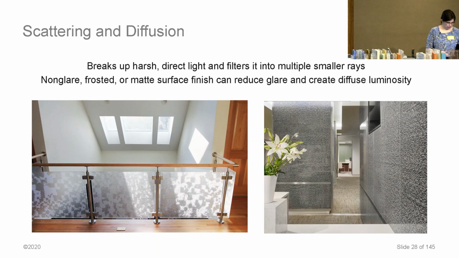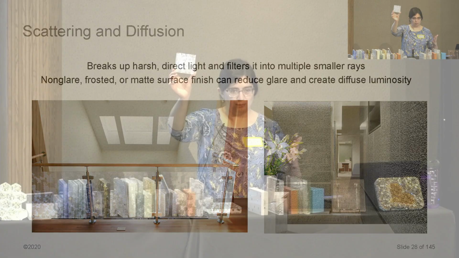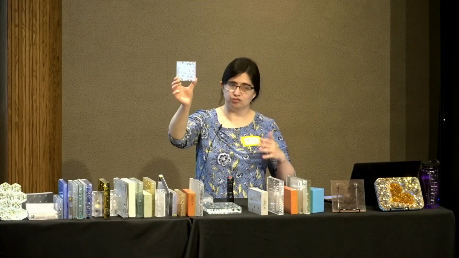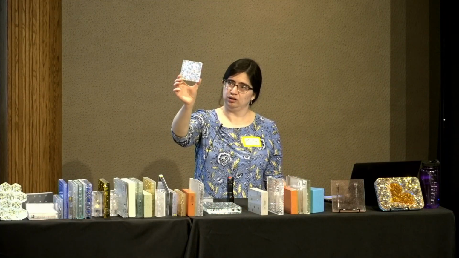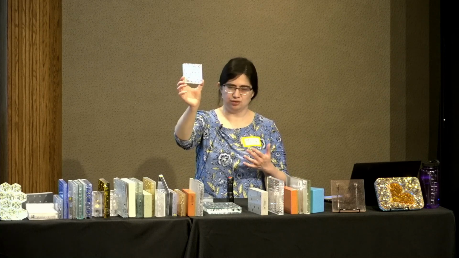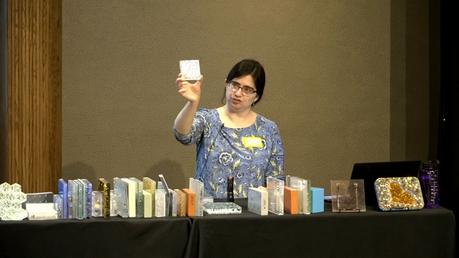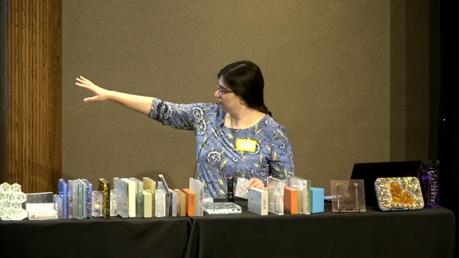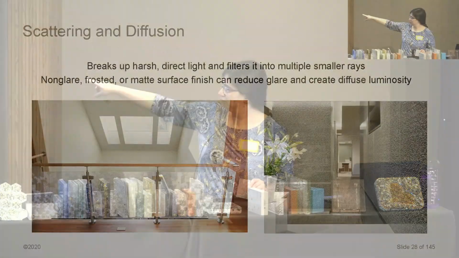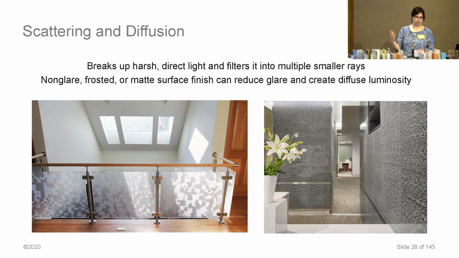Scattering and diffusion of light. I talked a little bit about, especially with your little sample, you probably can see some of that. The materials break up direct light into smaller, softer rays. So you can see a little bit more kind of a fuzziness to them, giving it a little bit of a softer glow inside. And that's what you're seeing in both of those images, the kind of frosted effect to diffuse light, a little bit of a gentler look.